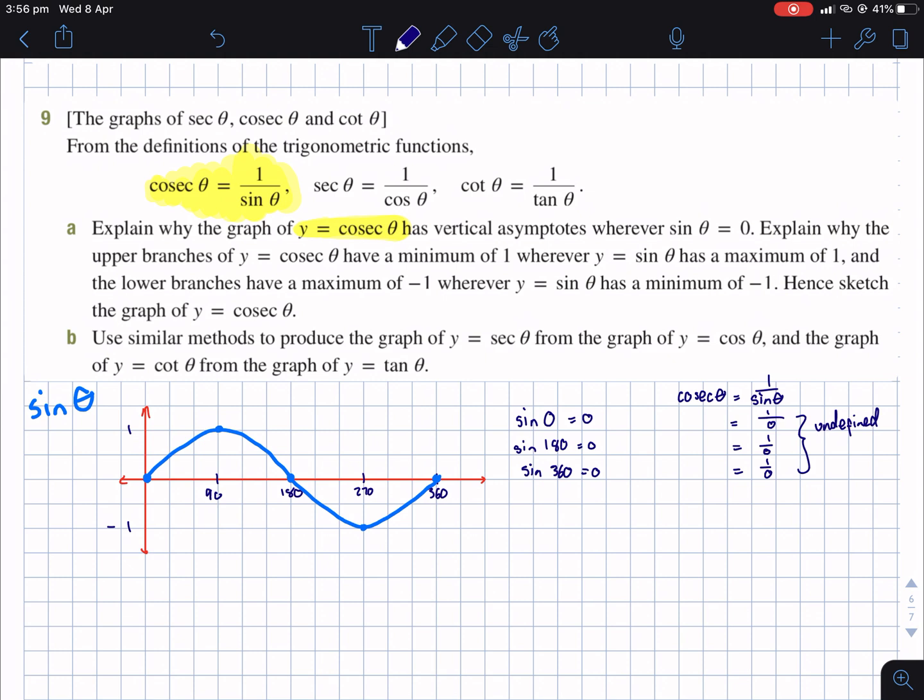Remember when we had our hyperbolas and it was y equals 1 on x and it deliberately didn't hit when x was 0? That's because it was undefined. That's what we call a vertical asymptote.